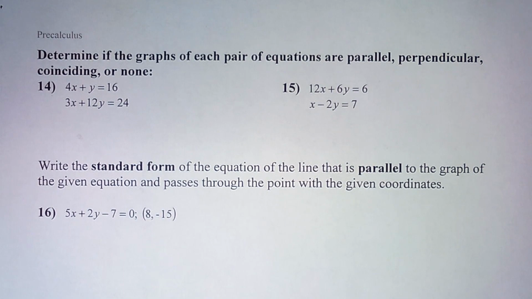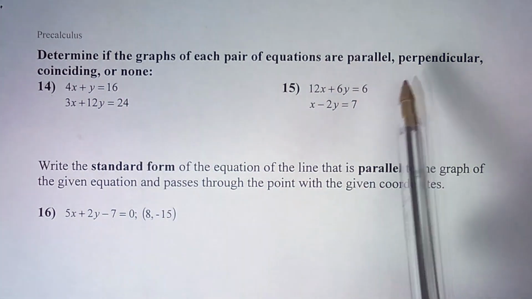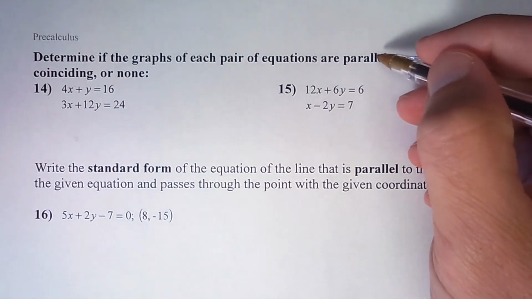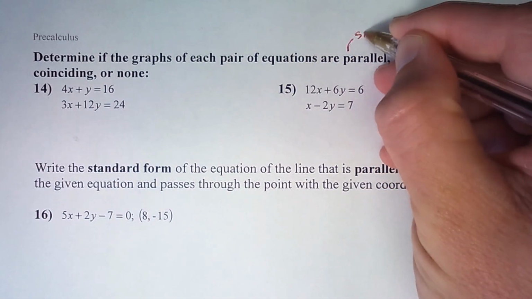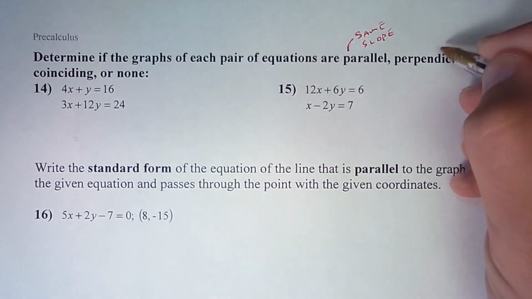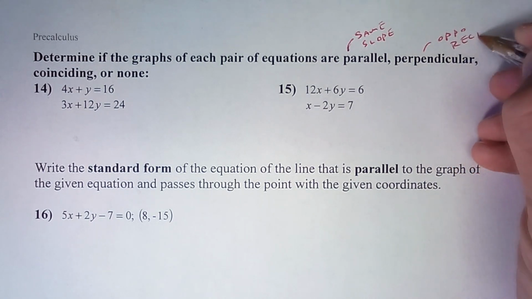Page 3 of our review now. Are these lines going to be parallel, perpendicular, coinciding, or none of those? If they're going to be parallel, they will have the same slope. Perpendicular, opposite reciprocal slopes.